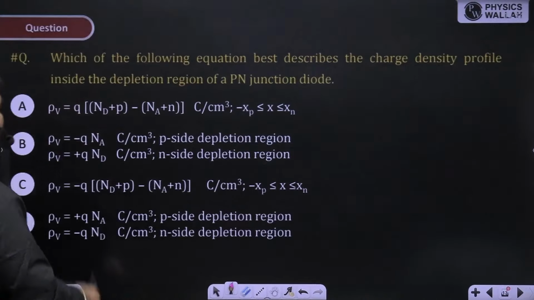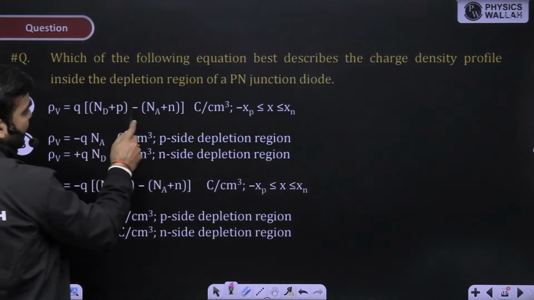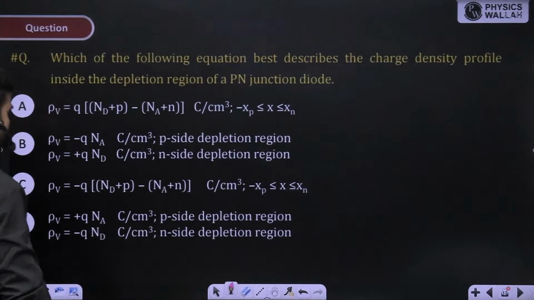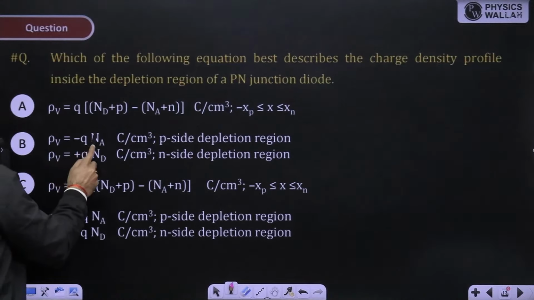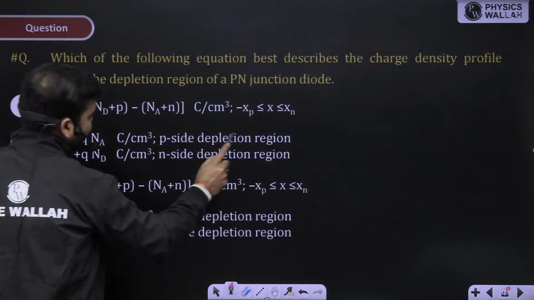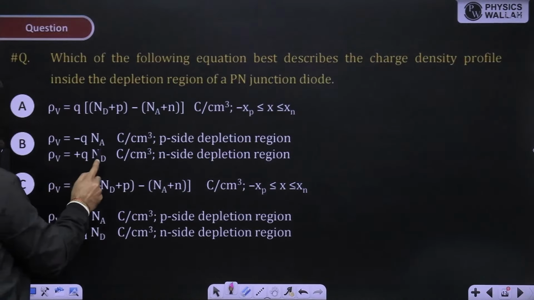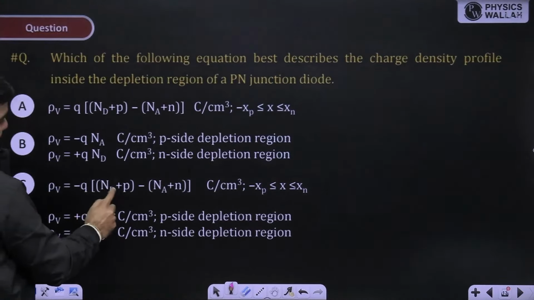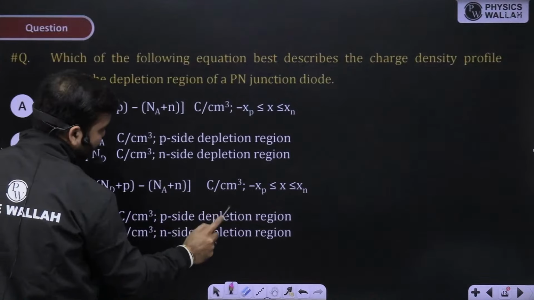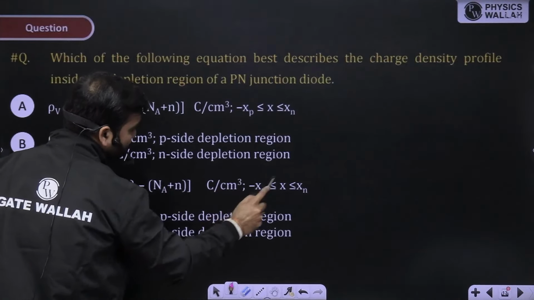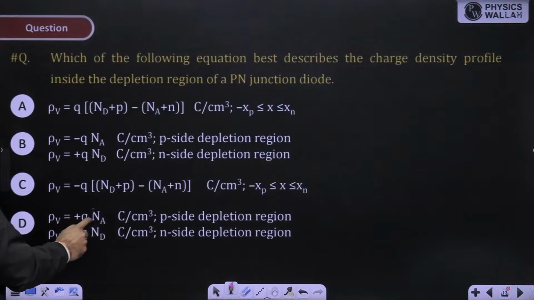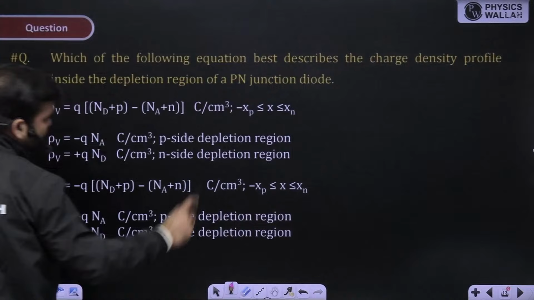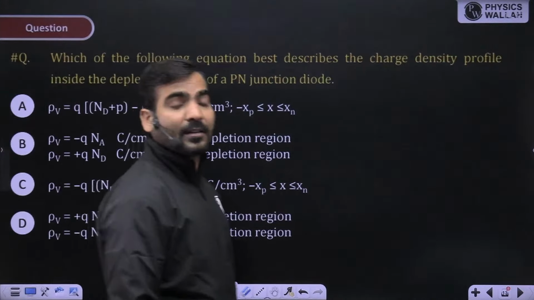Option A is charge density is Q bracket Nd plus P minus Na plus N coulomb per centimeter cube from minus Xp to Xn. Option B is charge density is minus Q into Na coulomb per centimeter cube P side depletion region, and Q Nd coulomb per centimeter cube N side depletion region. Option C is minus Q Nd plus P minus Na plus N coulomb per centimeter cube from minus Xp to Xn. Option D is plus Q into Na minus Q into Nd respectively P side depletion region and N side depletion region. Which one is correct answer?